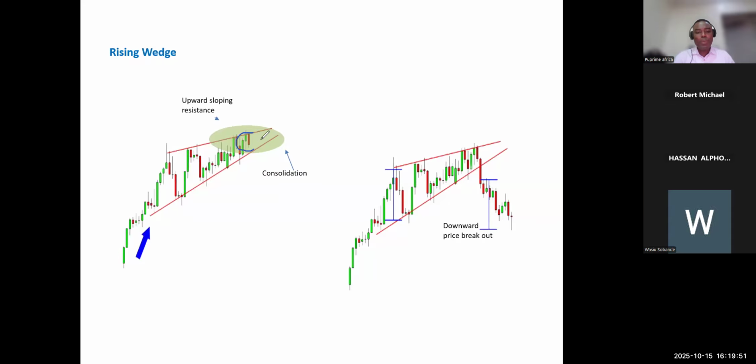And the tip where there's a compression here is called the consolidation zone. So what we're going to be trading is the breakout of price out of that consolidation zone. So we look for a candle called the breakout candle, which is the candle that breaks out from within the rising wedge pattern to outside of the pattern. So at the close of this candle, that is where you trigger a sell signal. So the rising wedge pattern gives you a sell signal.